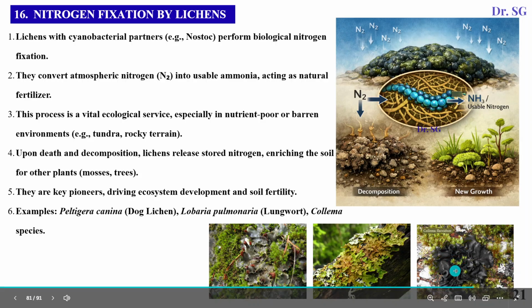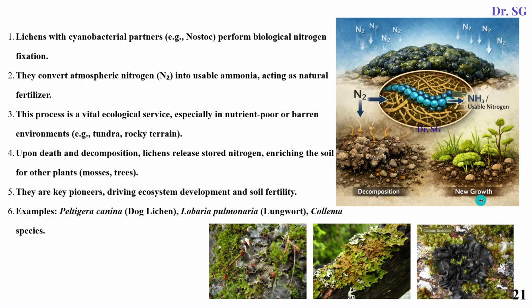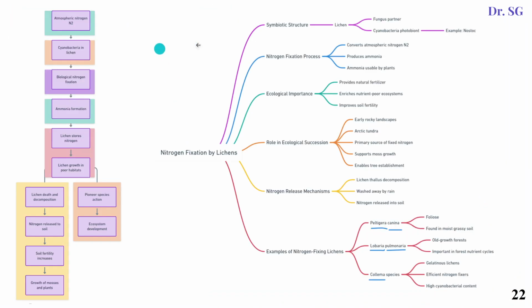So see the color of this. It is dark in color, and this patch is different, and this is also different. Just see this. So decomposition takes place, and the new growth is formed here. And this is the mind map of what I've been telling you.